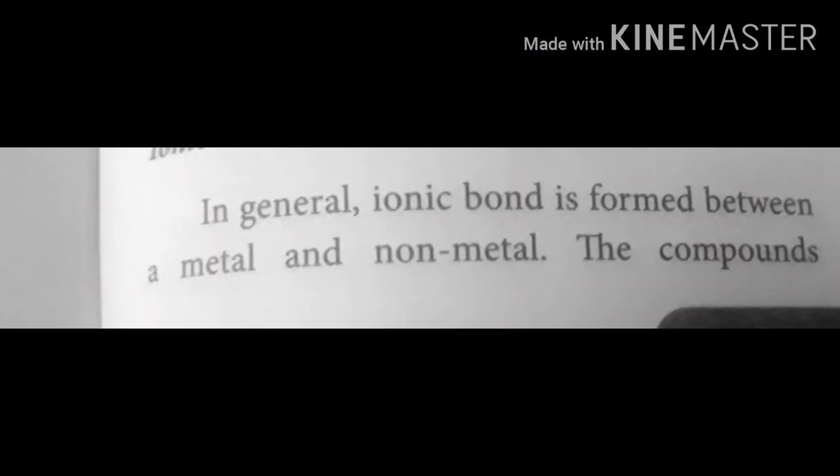So what type of elements will form the ionic bond? Ionic bond is normally formed between a metal and a non-metal. Here two atoms are there: one atom will be a metal and another atom will be a non-metal.